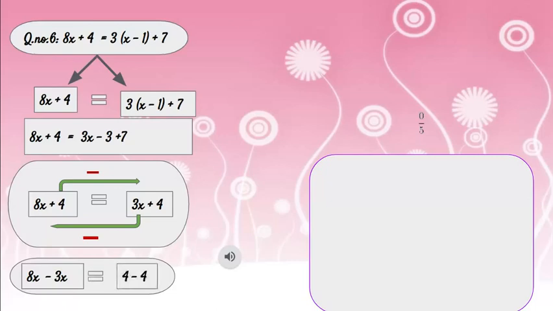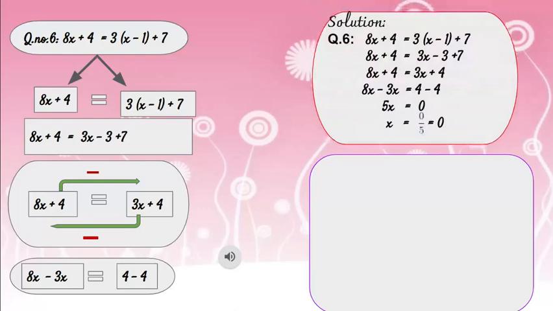So the solution, 8 minus 3, 5. 5x is equal to 4 minus 4, 0. So x is equal to 0 upon 5, that is equal to 0. So we got the value of x is 0.